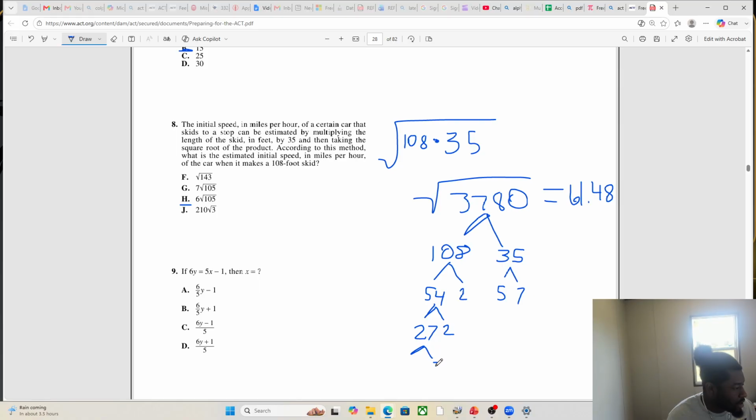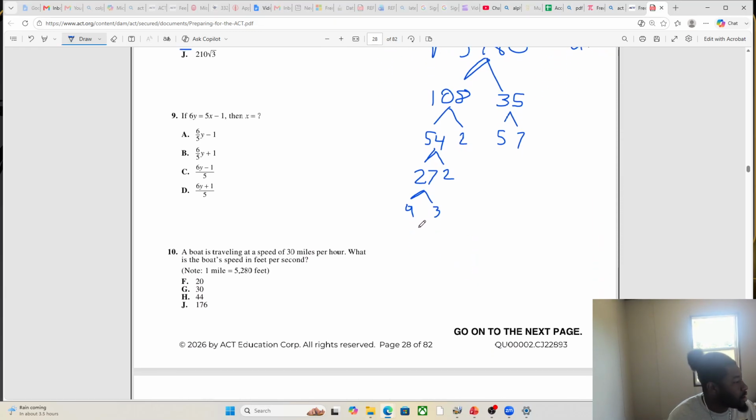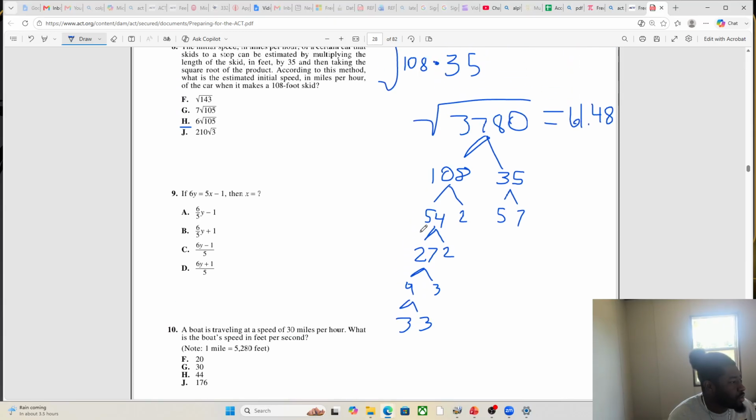27 breaks down into 3 and 9. Make sure you got them all. And 9 breaks down into 3 and 3. All right. So since we're using a square root, it's understood to be a 2 right there. We need pairs of the same number. So we got 2 2s right there, 2 3s right there.